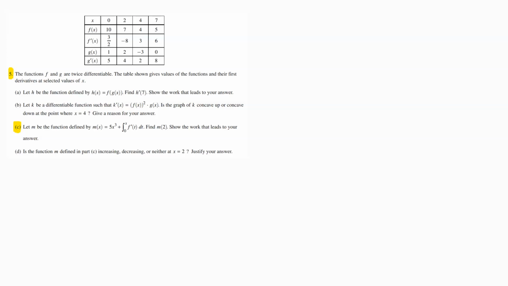Alright, so question 5 gives us a table of values up at the top to work from, and that'll be what we use for this problem as we've used it on all the other pieces as well. C specifically is giving us this new function m here that is defined by this equation here. And then they want us to find what is the value of m of 2. This is a pretty straightforward problem.